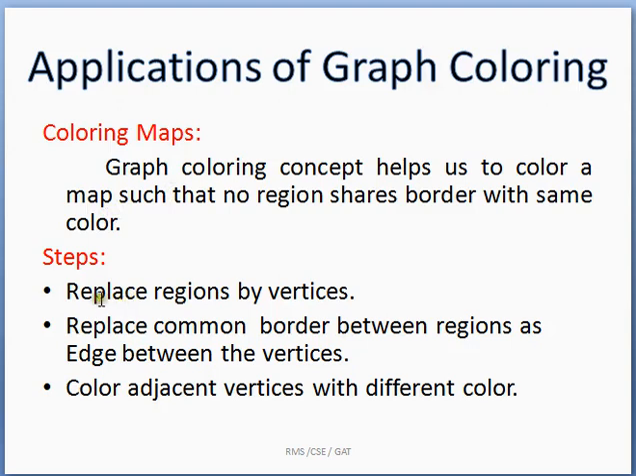The steps are here. Just replace the regions of the map with vertices, and the common border between regions with an edge between the vertices. Then color adjacent vertices with different colors, as we have seen in the previous examples. Once we get the colors for the vertices, we can add those colors to the respective regions, and the map will be colored properly.